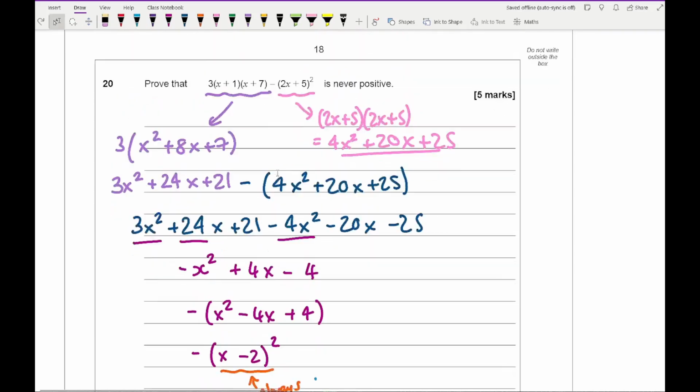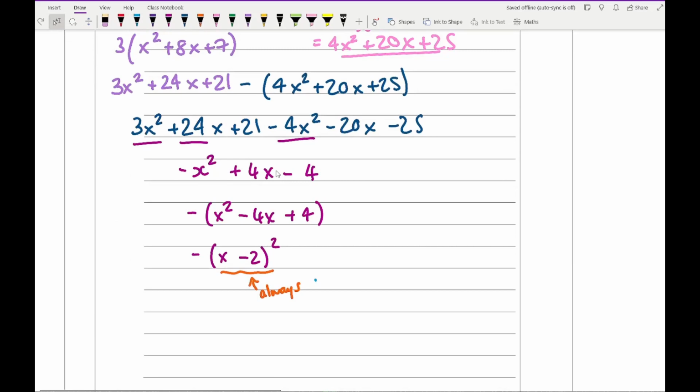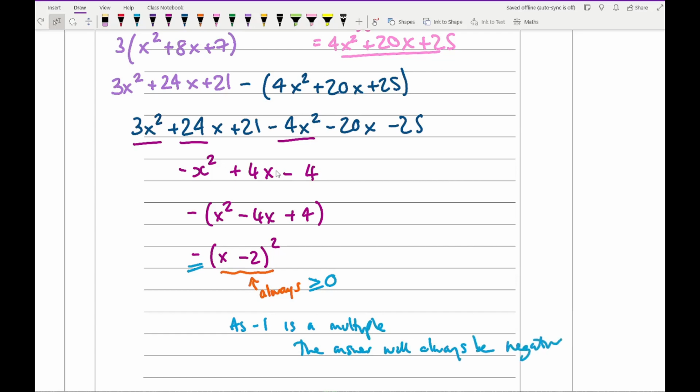And let's just double check. Oh yeah, that's fine. So here is going to be always greater than or equal to 0. As you can see, we've got a minus, so therefore, as minus 1 is a multiple, the answer will always be negative, because we've got a negative outside, and this bit here is always going to be greater than or equal to 0 for all values of x.